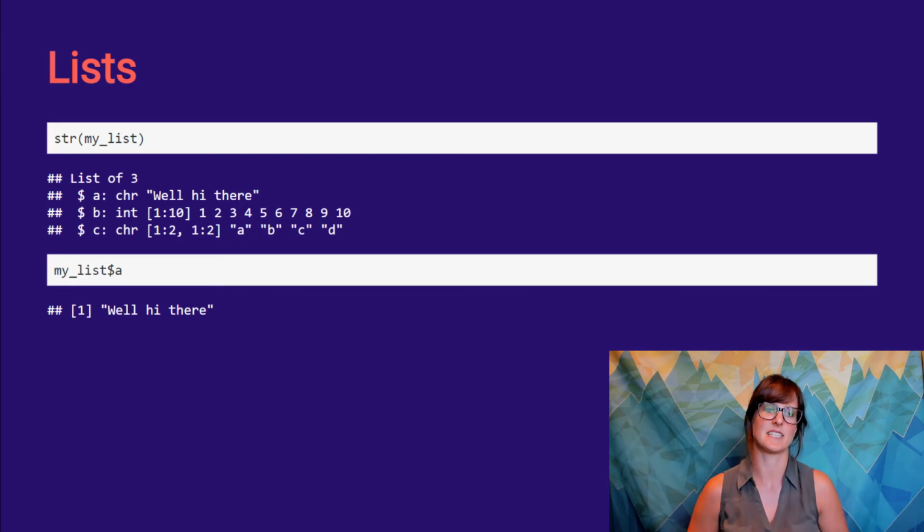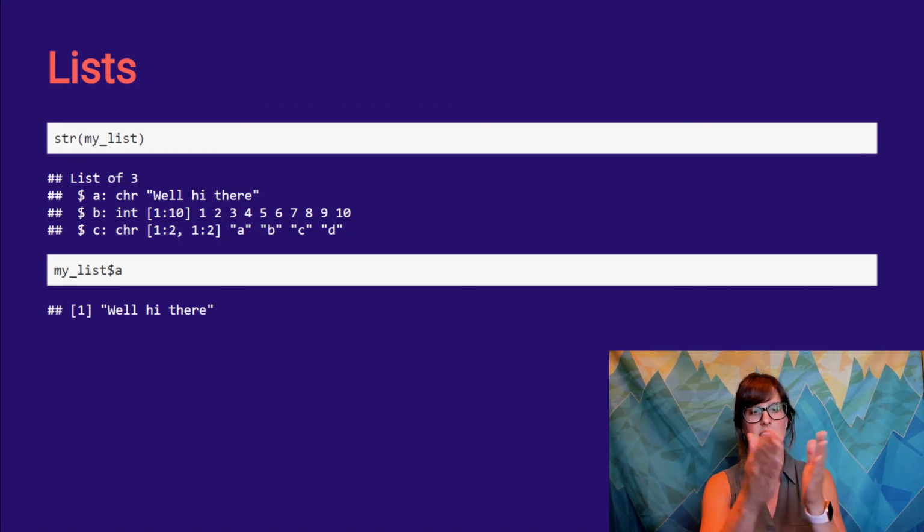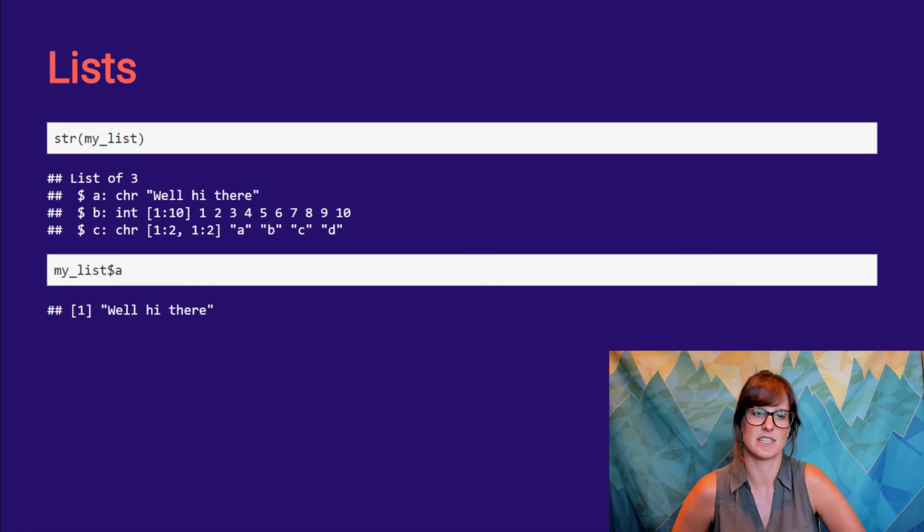And so I can access those elements, and in fact this $ sign should look familiar. It's a way of accessing things in a data set. And I can say my list, $A, and get back just that one string right there, "well, hi there."